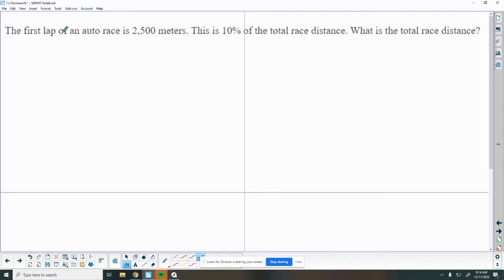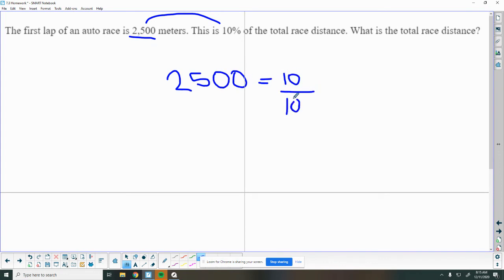It tells us that the first lap of an auto race is 2,500 meters. So a lap is 2,500 meters. This number is only 10%. So this is 10%. When we're hearing that word is, it's connecting these together. So that means that 2,500 equals 10% here. And percent's always over 100.